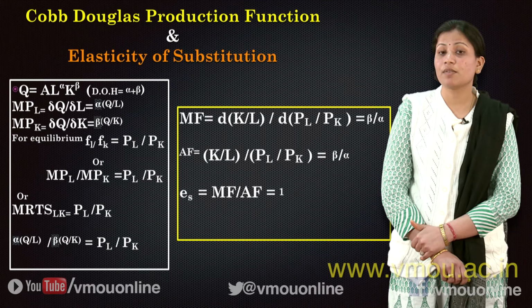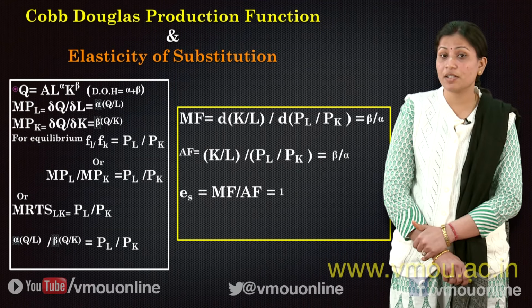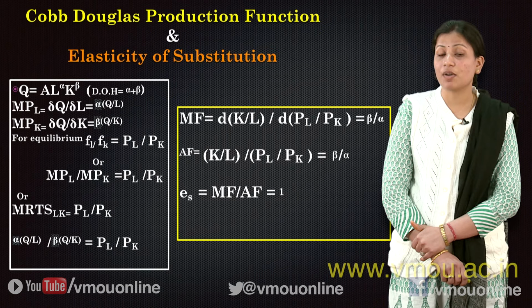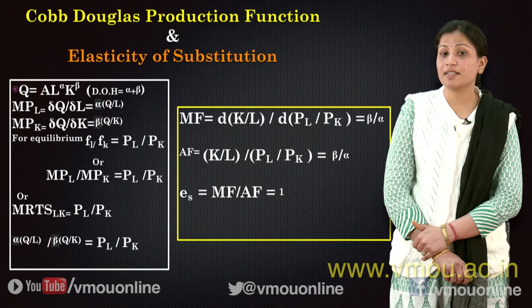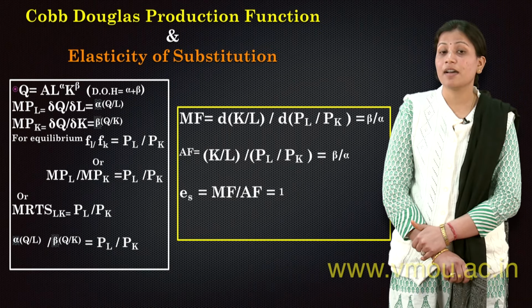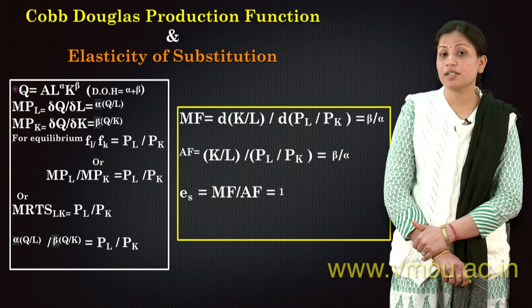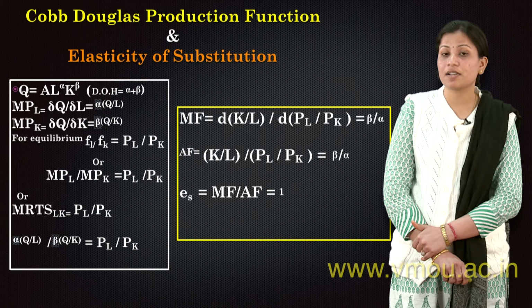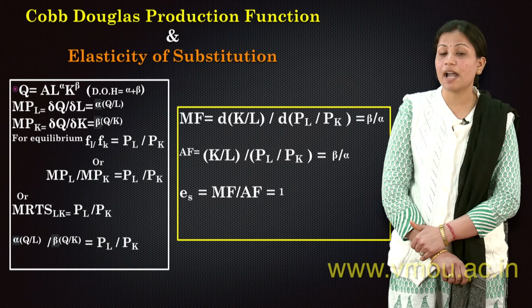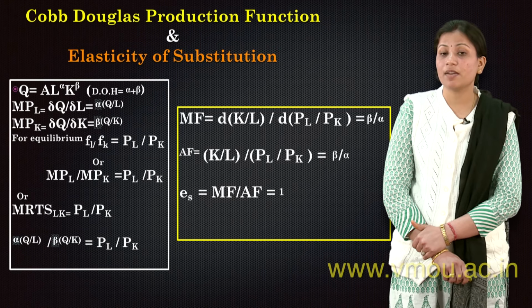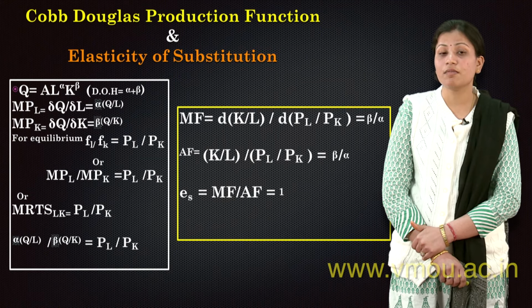Then you have to calculate the marginal function and the average function, because we know that the elasticity of substitution can be expressed as a ratio of the marginal function and the average function. So, if you calculate the marginal function and the average function and divide these, the value of the elasticity of substitution will come out equal to 1.